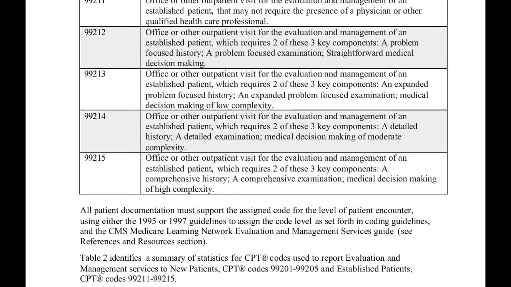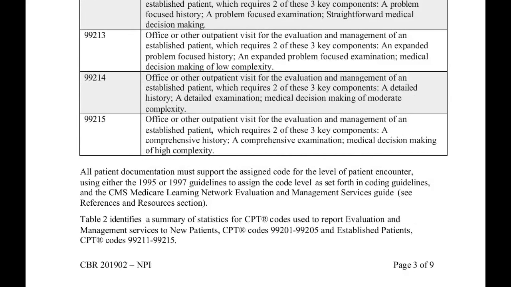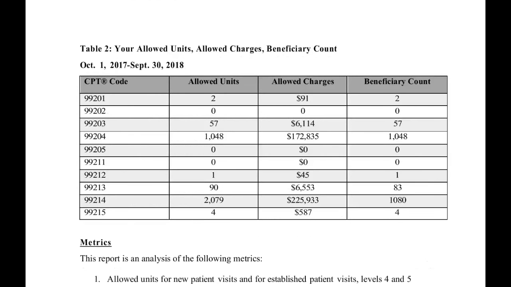And again, here's just a little bit more information about the coding guidelines and the selection of codes. You'll see here in Table 2, this is an overview of sample data for this provider that shows the allowed units, the allowed charges, and the beneficiary count. We'll get a little bit more into this table in a few more slides, but this just breaks down the data for the CPT codes that we just reviewed.